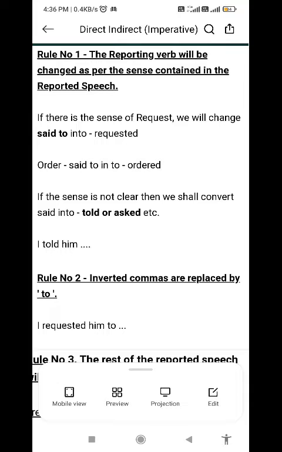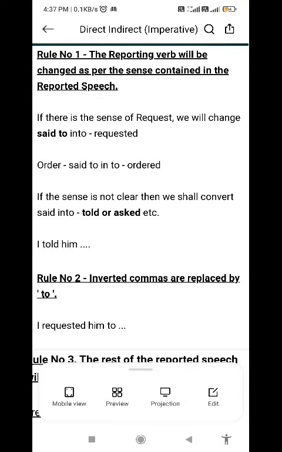So the reporting verb should be written as it is said in the first rule, which you can see here: the reporting verb will be changed as per the sense contained in the reported speech. If there is a sense of request, we will change said to into request. In case of order, we will omit said to, that is the reporting verb, and in its place we write ordered. If it is say to, we will write only order. If it is in past, we will write it in past, that is ordered. If the sense is not clear, then we shall convert the sense into told or asked.